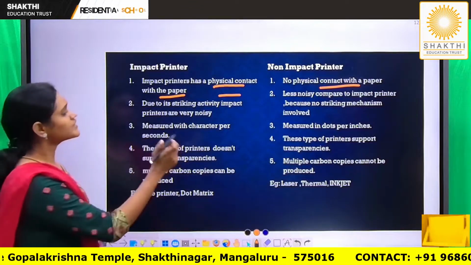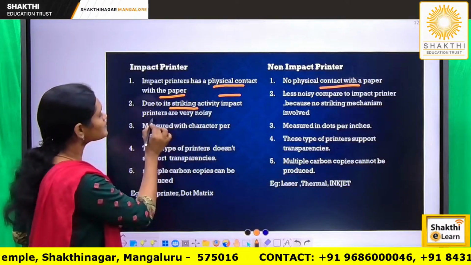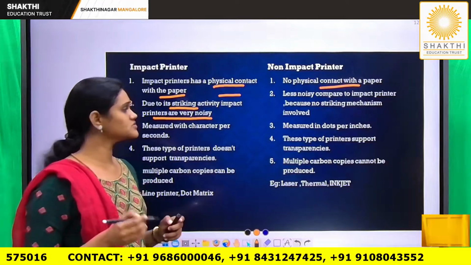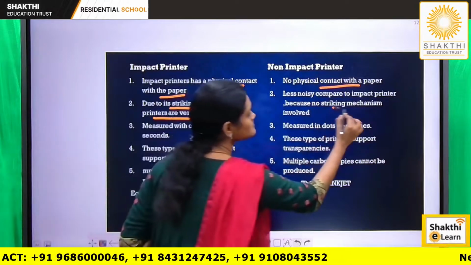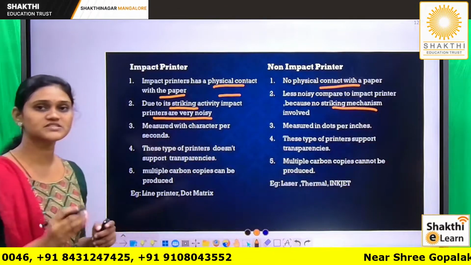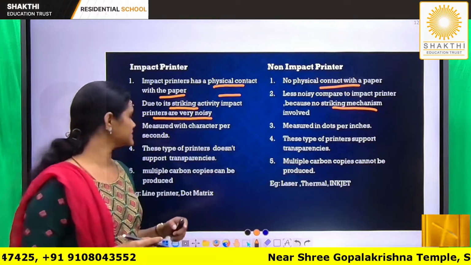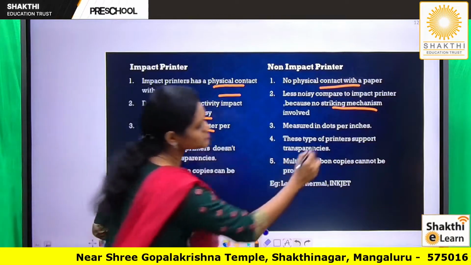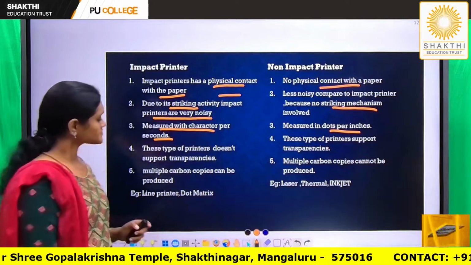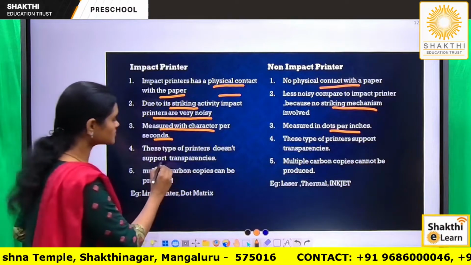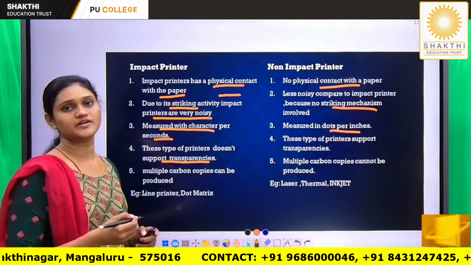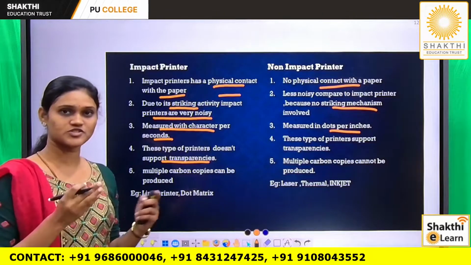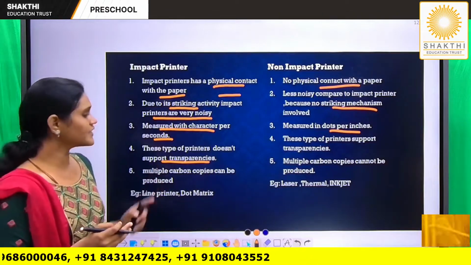See the next point. Due to its striking activity, impact printers were very noisy. Now we don't have noisy printers because we use cartridges and there is no striking mechanism involved. So that is the major difference between impact and non-impact printers. The third point: impact printers are measured in characters per second, whereas non-impact printers are measured in dots per inch. Impact printers do not support transparencies. As I told you, it was used in earlier times, so it didn't support transparencies and other sheets like different sheets of paper.